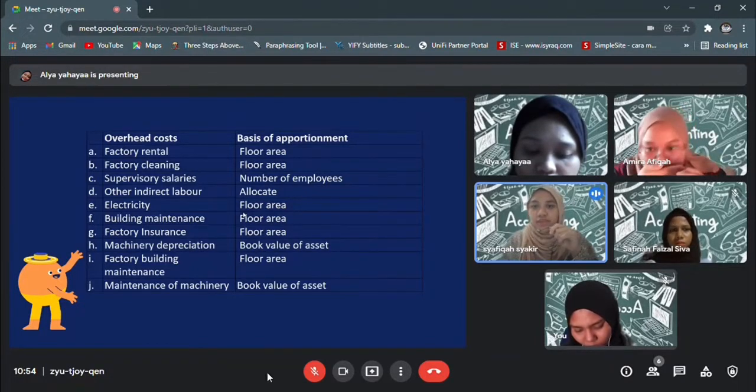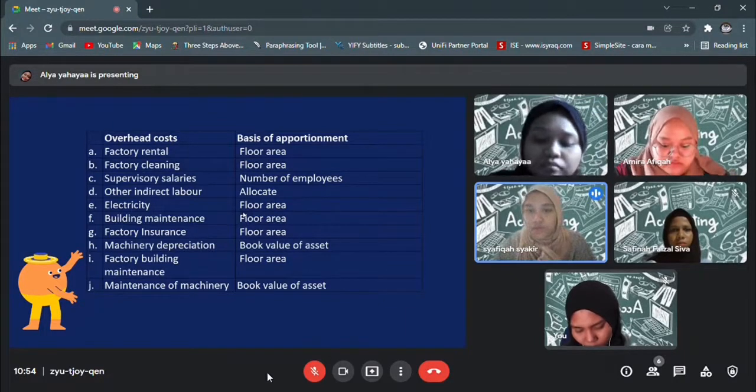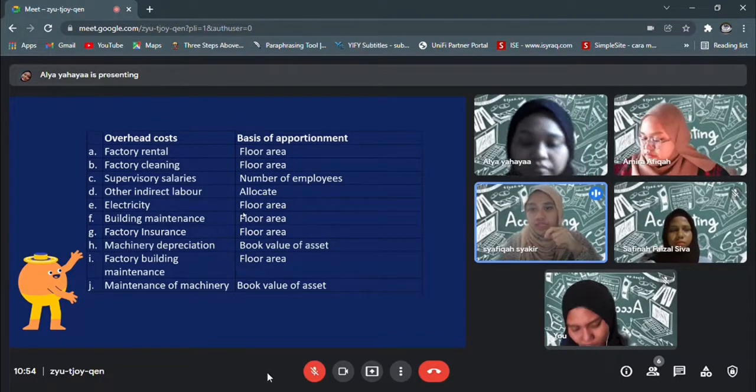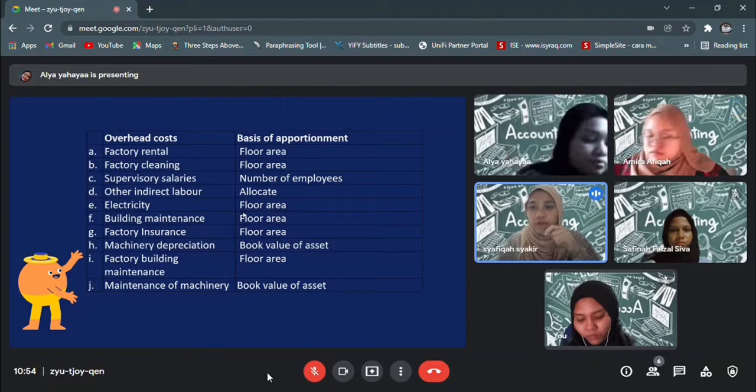C is supervisory salaries. The basis is number of employees, where the expenditure depends more on the number of employees, on wages bill or number of labor hours. For D, overhead cost is other indirect labor. The basis is allocation. Allocation is the process of identification of overheads with cost centers.